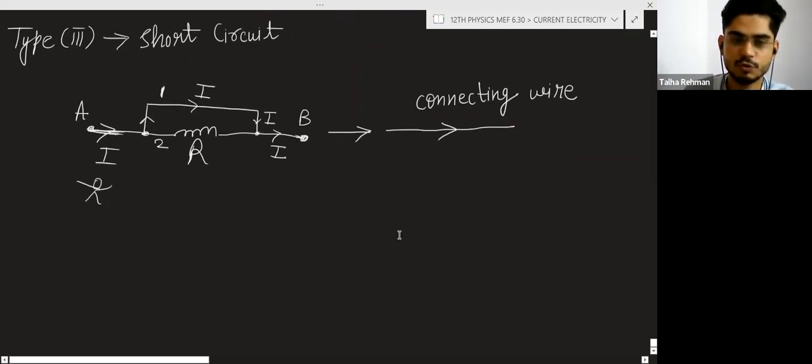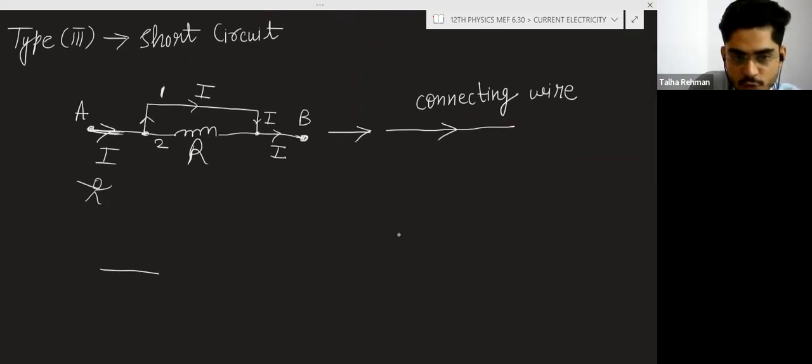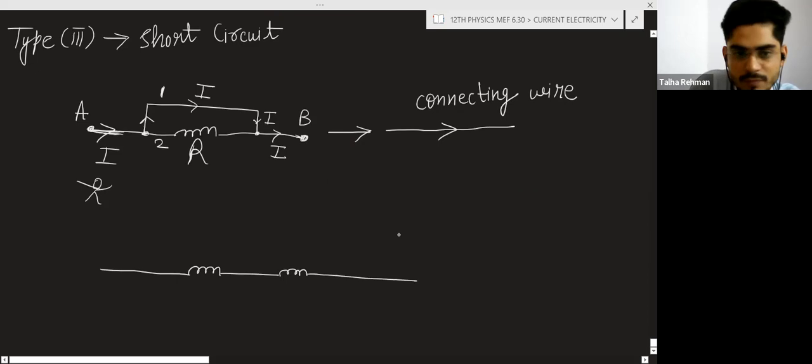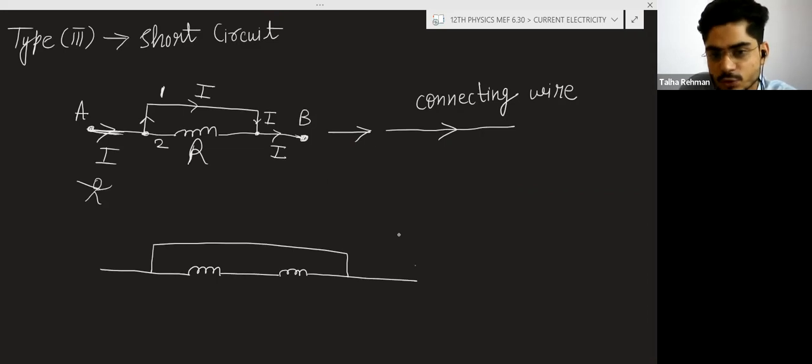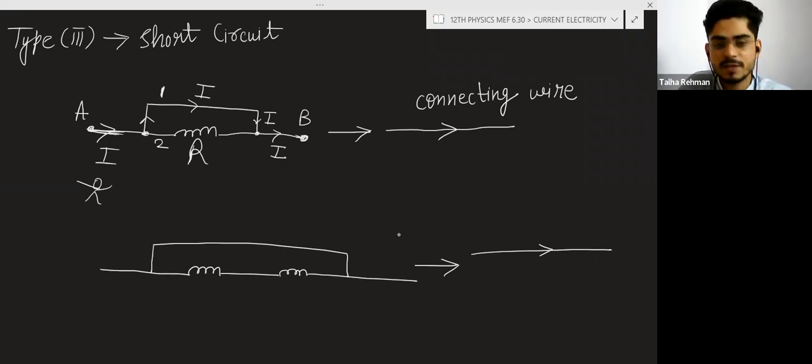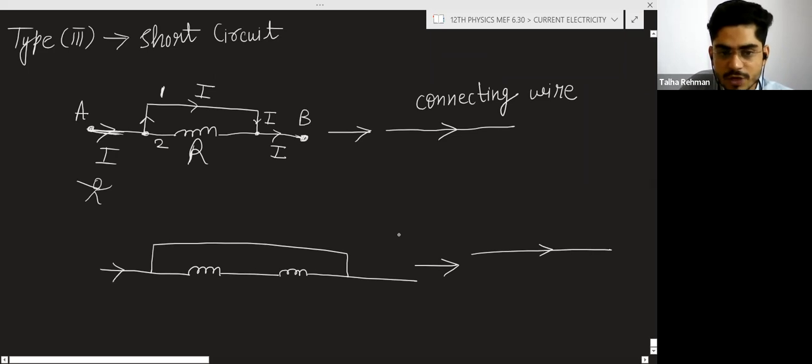One more thing. Suppose two resistances are connected like this, and you have connected the wire like this. What will happen? You can represent this as a single wire. This time both the resistances will be short circuited, meaning all the current will go in this direction.